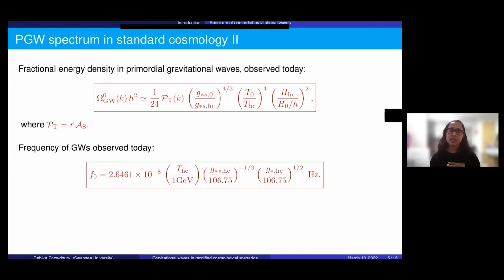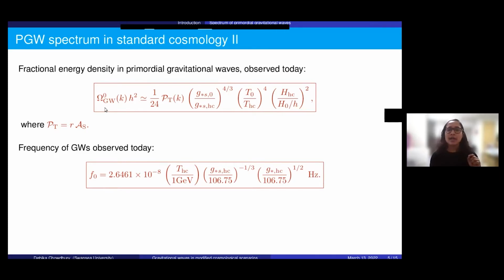So here I will just present the two equations which are very important for my subsequent discussion. The first is this fractional energy density in PGW. This is the quantity of interest. This is the observable that I will be focusing on. And as you can see from this equation, this quantity is directly proportional to H, and the subscript hc here refers to horizon crossing. So this means that the quantity Omega_GW(k) h squared is directly proportional to the Hubble parameter when the mode k crosses the horizon.